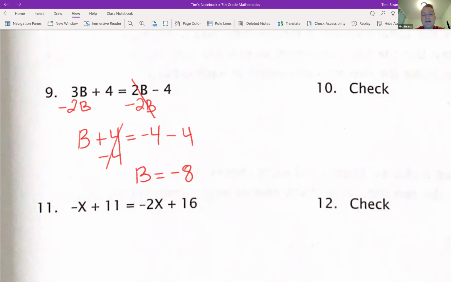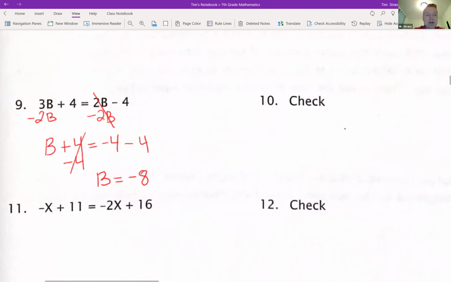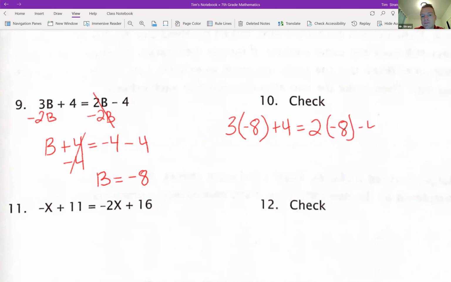If I want to check my work, I just plug negative 8 into my original equation where b was. So I would have 3 times negative 8 plus 4 equals 2 times negative 8 minus 4. If I have 3 times negative 8, that's a negative 24. Negative 24 plus 4 is a negative 20. Negative 16 minus 4 is also a negative 20, so you know that is correct.